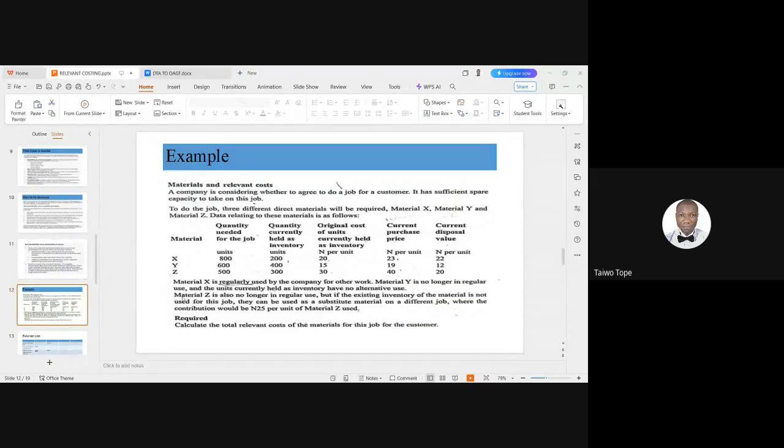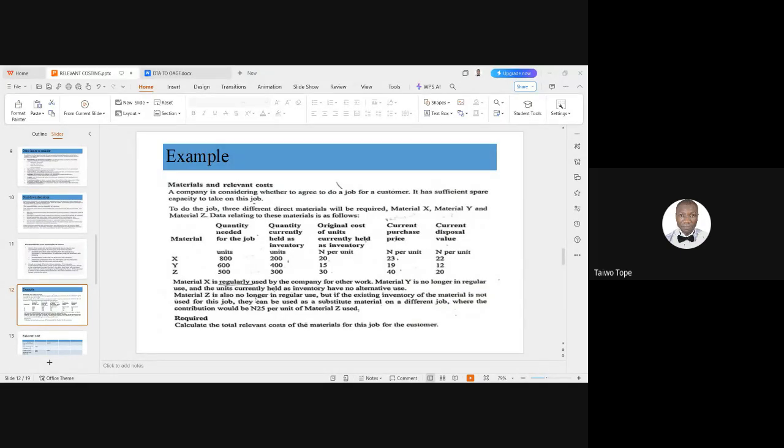So let's look at material Z. What is the statement saying now? That material Z is also no longer in regular use. But if the existing inventory of the material is not used for this job, it can be used as a substitute material on a different job, where contribution will be 25 naira per unit of material Z used. Can somebody give us the analysis of this? What will happen here now?